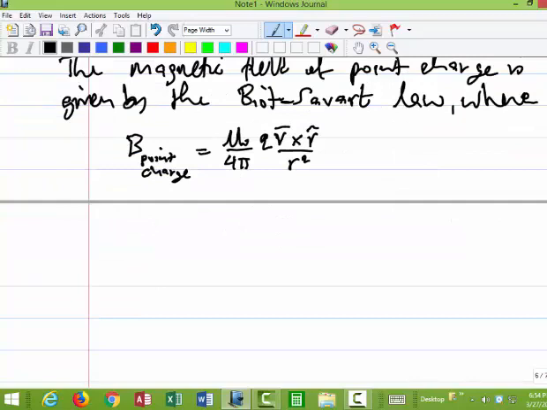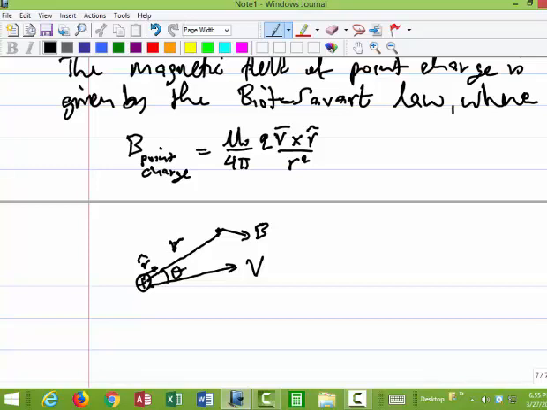So for example, if you have a point charge moving at some point in space with a velocity V, and you want to find the magnetic field at some point here, the magnetic field is going to be pointing that way by the right-hand rule. The distance from the point charge to the field point is r, where the unit vector r hat points this way, and this is r. The angle between the two is theta.